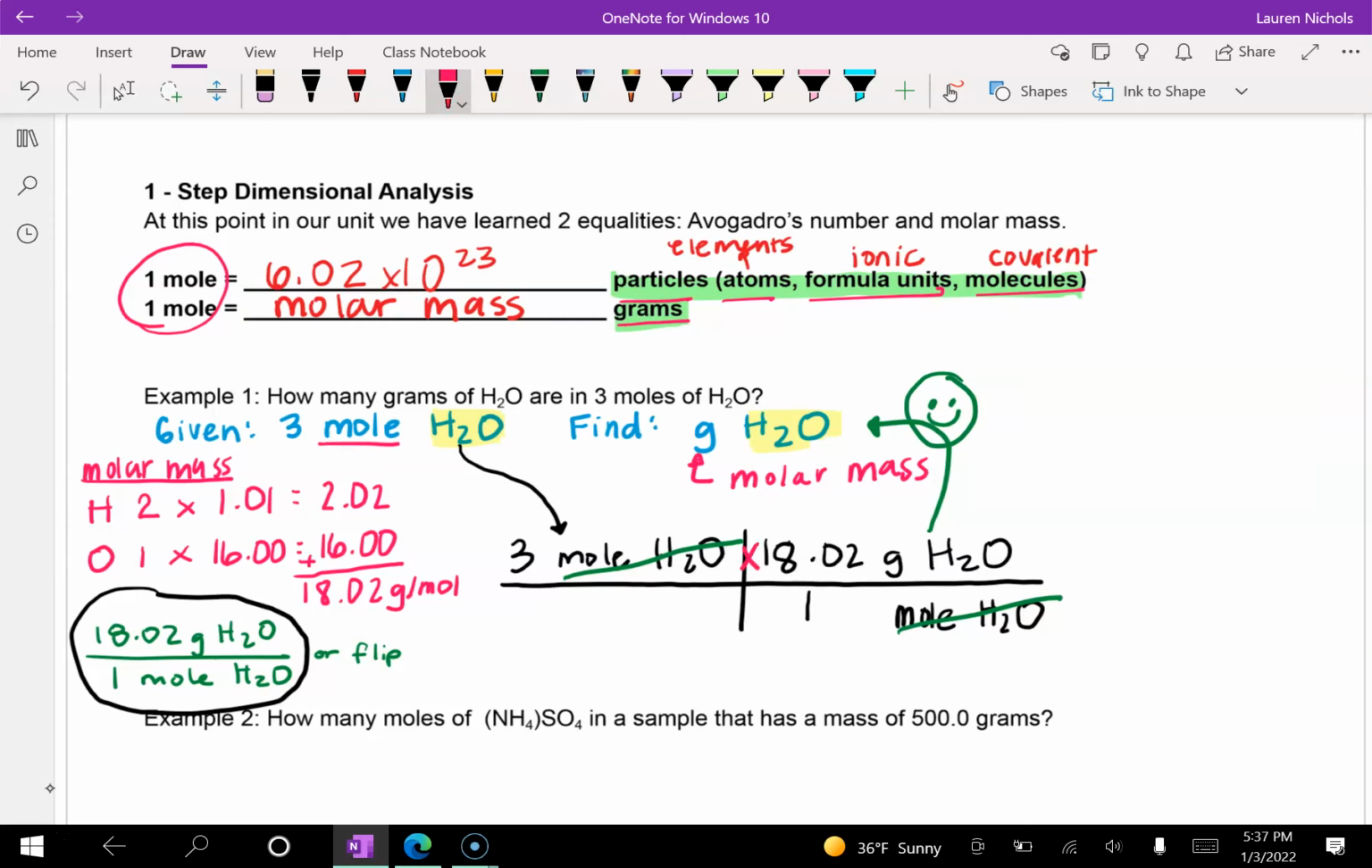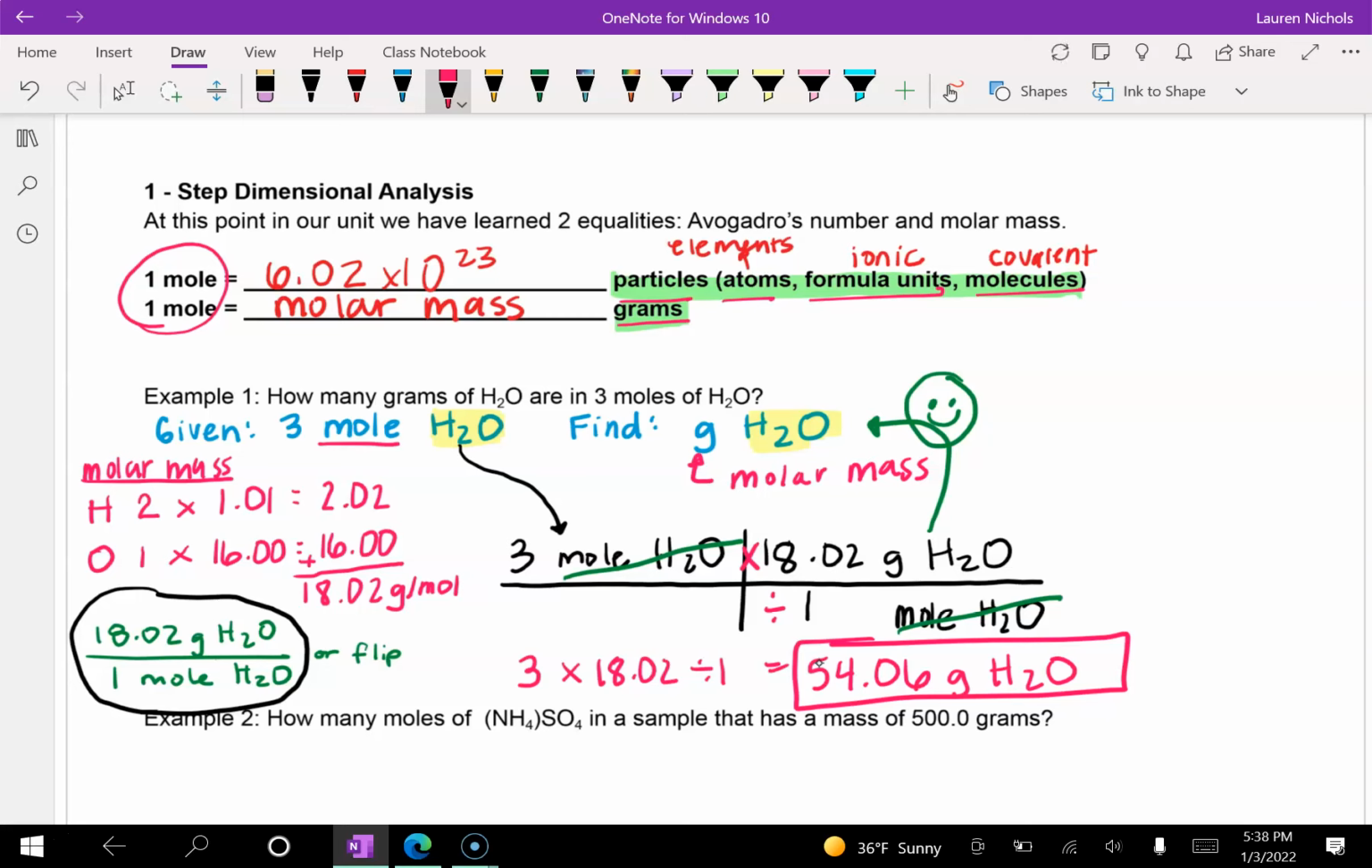So we multiply by the number that's in the numerator and divide by the denominator. So in our calculator, this would be 3 times 18.02 divided by 1, which gives us 54.06. And our rule of thumb in the regular chemistry class is just we're going to keep 2 numbers after the decimal. So it's 54.06 grams of water as our final answer. So we're going to follow these same general steps every time.